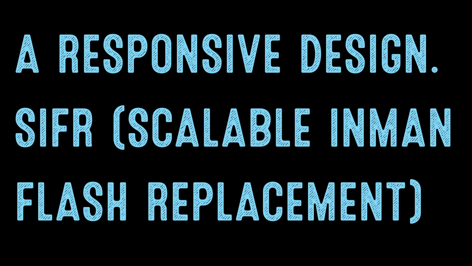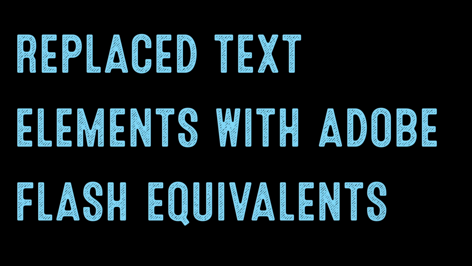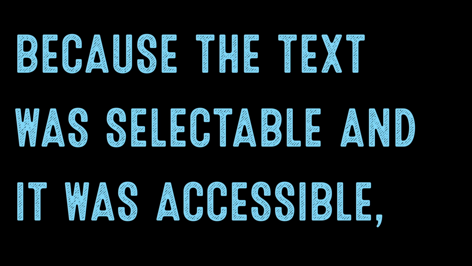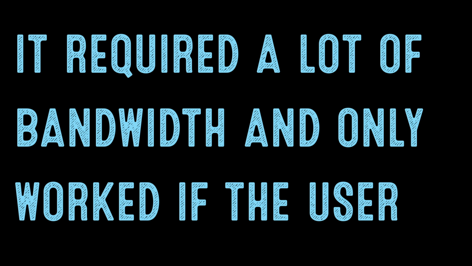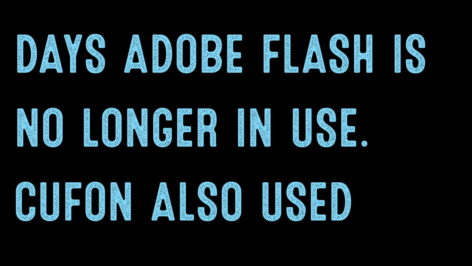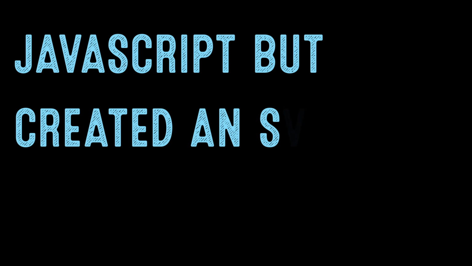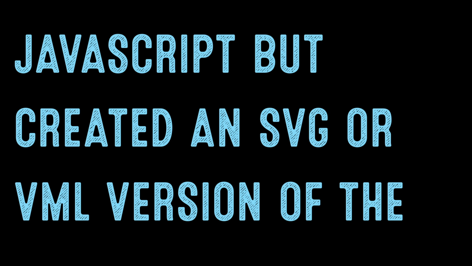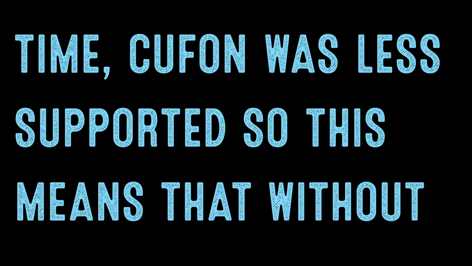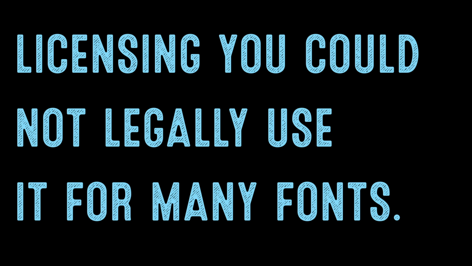sIFR, or Scalable Inman Flash Replacement, replaced the text elements with Adobe Flash equivalents using JavaScript. While it improved on image replacement because the text was selectable and accessible, it required a lot of bandwidth and only worked if the user had Adobe Flash and JavaScript enabled. Of course, these days Adobe Flash is no longer in use. Cufón also used JavaScript but created an SVG or VML version of the text. While sIFR was supported by type foundries at the time, Cufón was less supported, so this means that without licensing, you could not legally use it for many fonts.